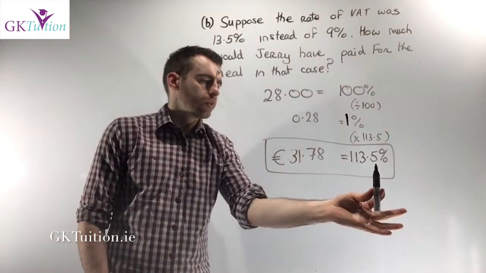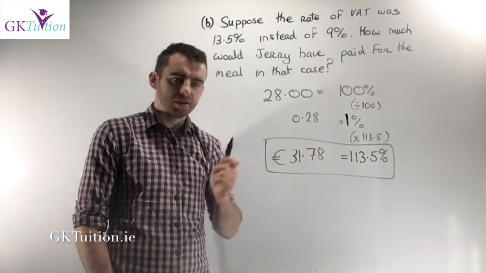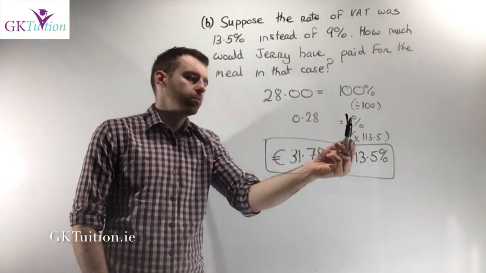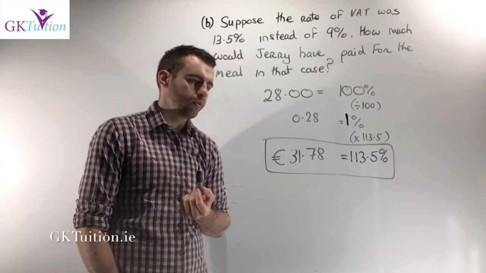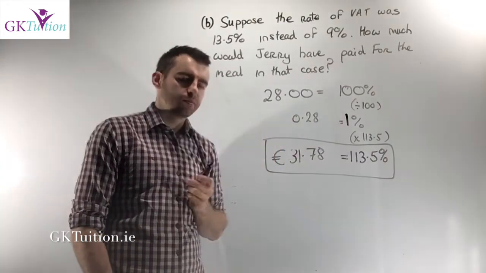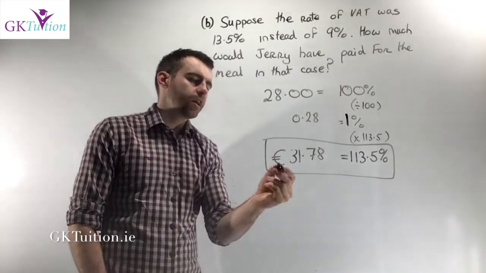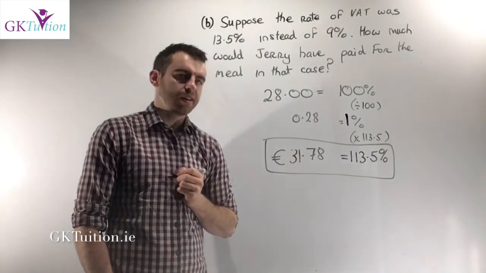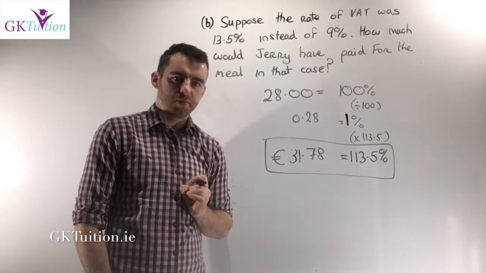And now if we're adding on 13.5% instead of 9%, that means we want to know what is 113.5% of the original cost of the meal. So you multiply both sides by 113.5. And 0.28 multiplied by 113.5 gives you €31.78. And that's your final answer for part B.